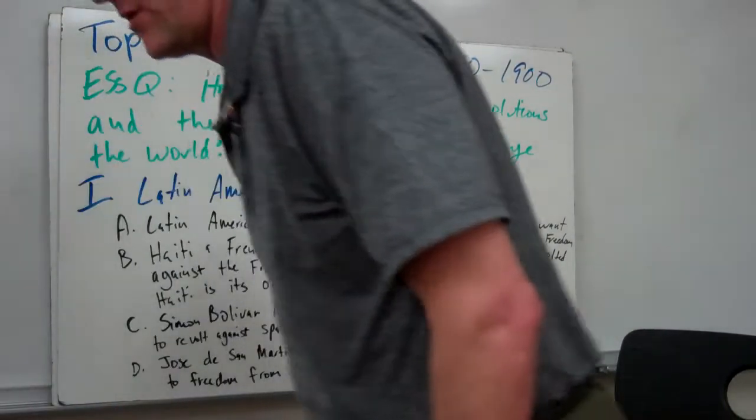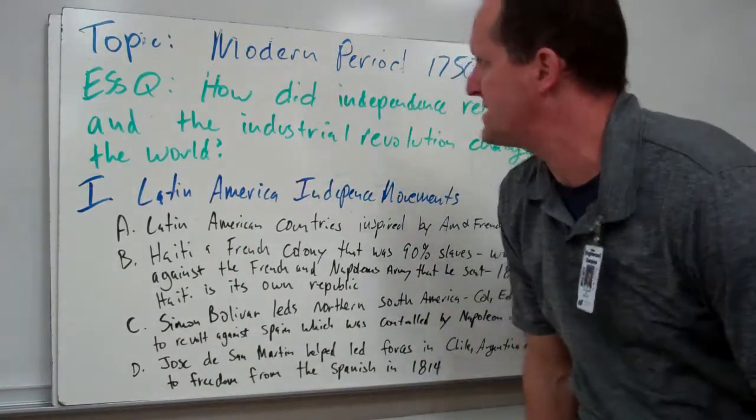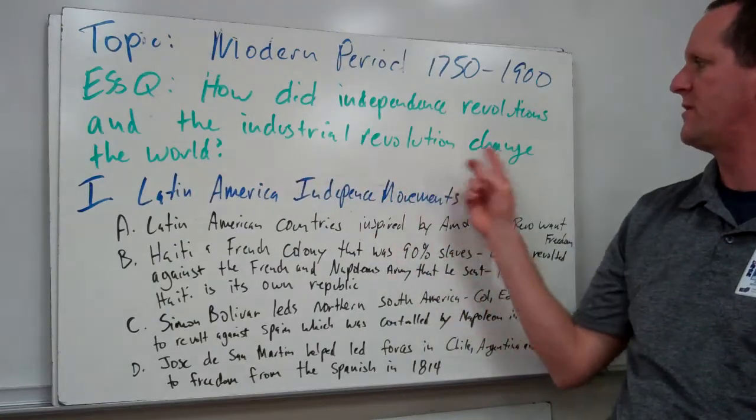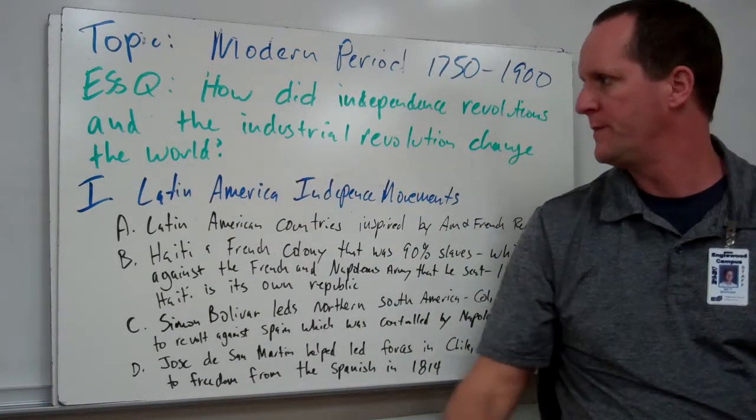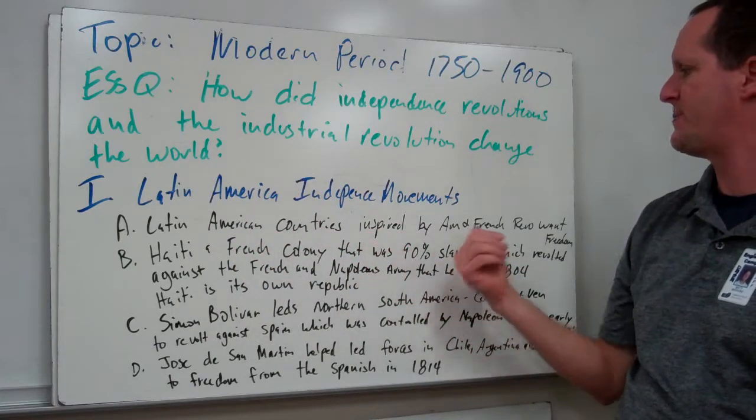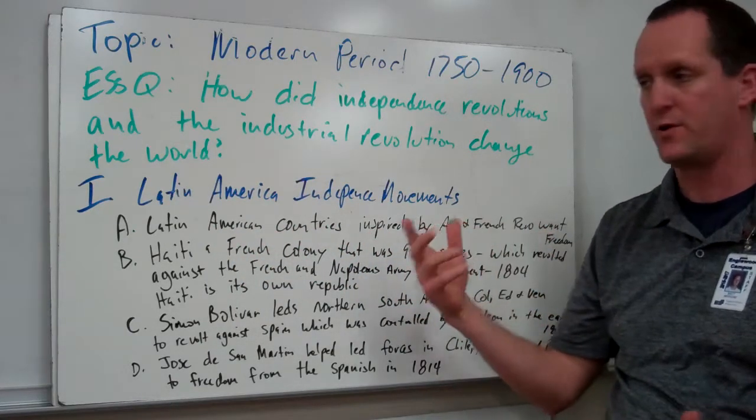All right, students, let's get going with our Board 2, Modern Period, 1750-1900. How did independence revolutions and the Industrial Revolution change the world? So, Latin American independence movements. Latin American countries were inspired by the American and French revolutions for their own independence.